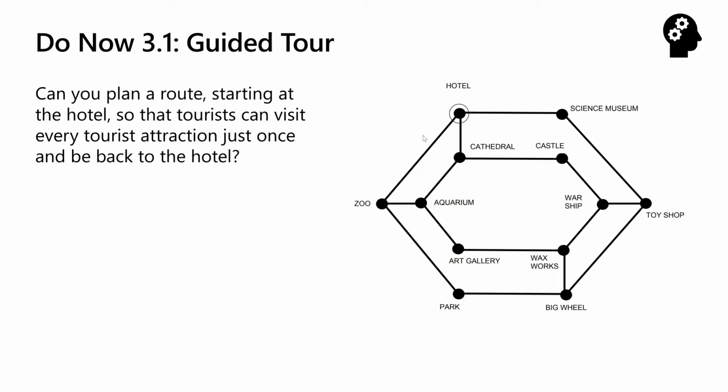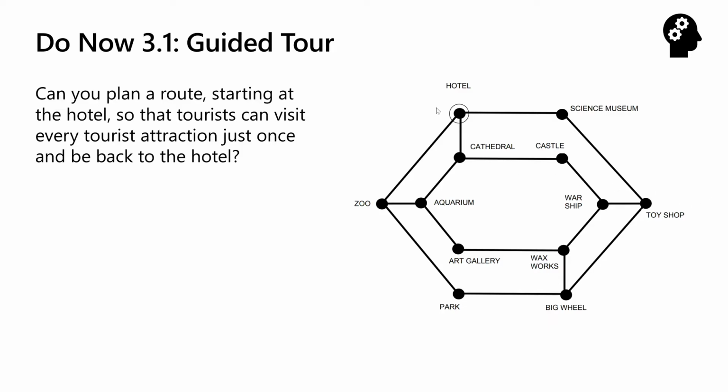In order to devise this algorithm, you should try and work it out by placing a smiley piece on the hotel and moving it from location to location, following the black lines and looking for a route that works. After you have figured out a route, you should write it down as a series of instructions. For example, you can say start at hotel, go to science museum, go to toy shop, go to warship, and so on.